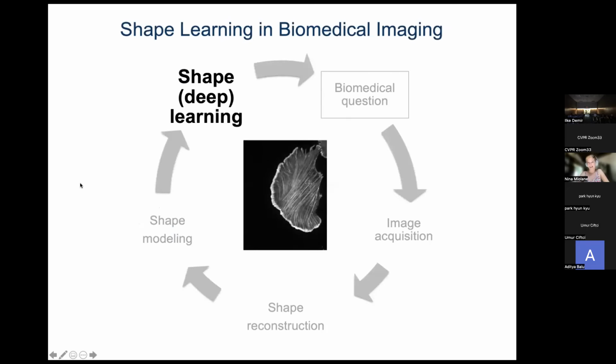So let's see how we can do this. I've just introduced shape modeling. I've introduced four models of shapes, or four representations of shapes, and all of them require us to compute on manifolds. Now let's move to shape deep learning, which is a way of computing on manifolds, and see how we can define shape deep learning for these manifold spaces.